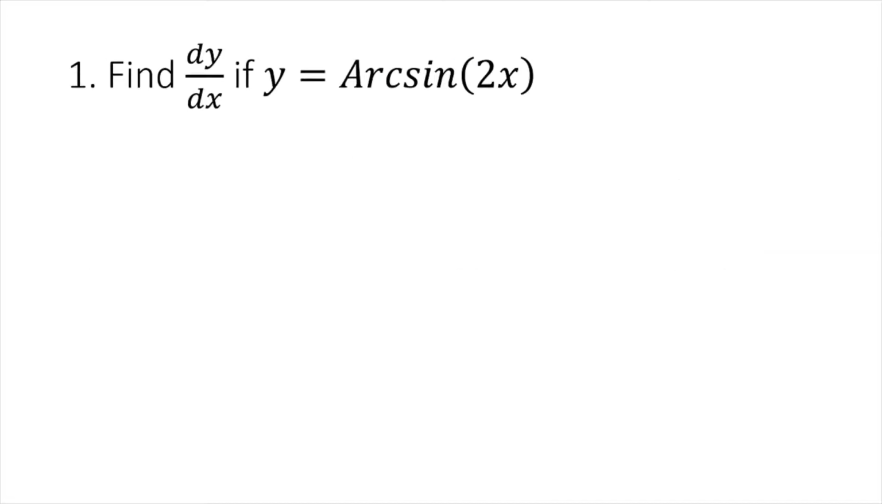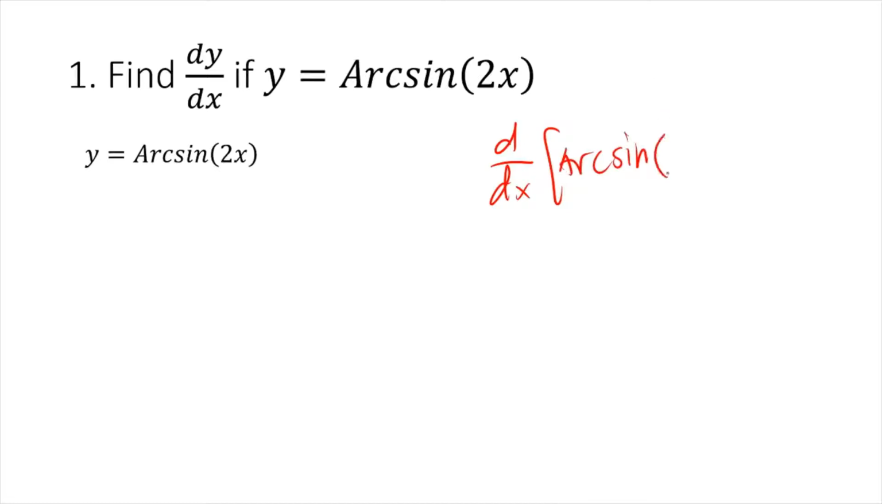First one, we have: find dy dx if y is equal to arcsine of 2x. So we have y equals arcsine of 2x. Recall that the derivative of arcsine of any argument u, where u is any function of x, is equal to 1 over the square root of 1 minus u squared du dx.